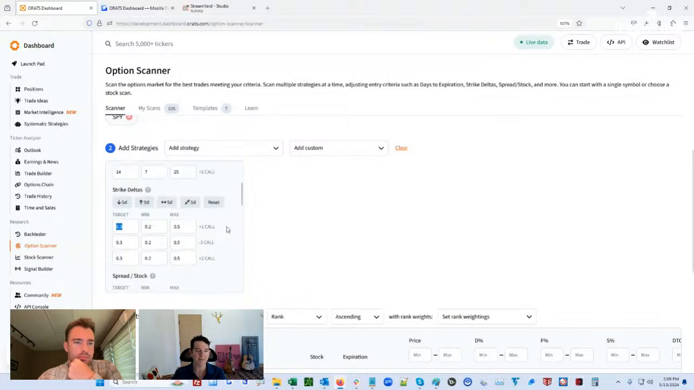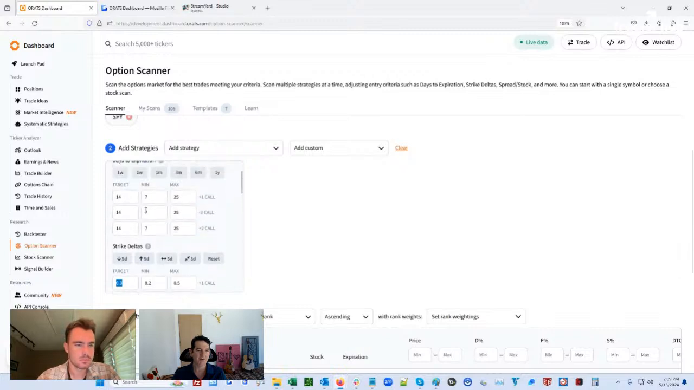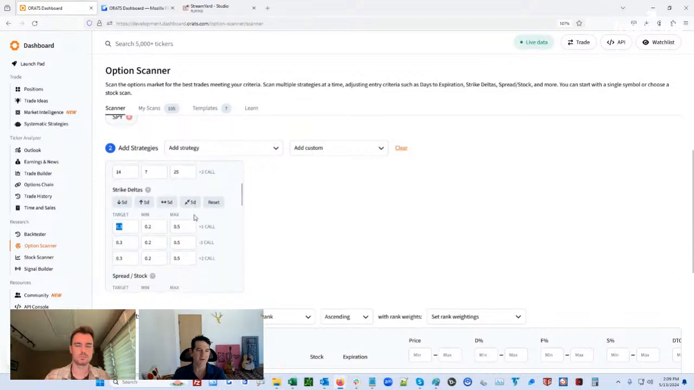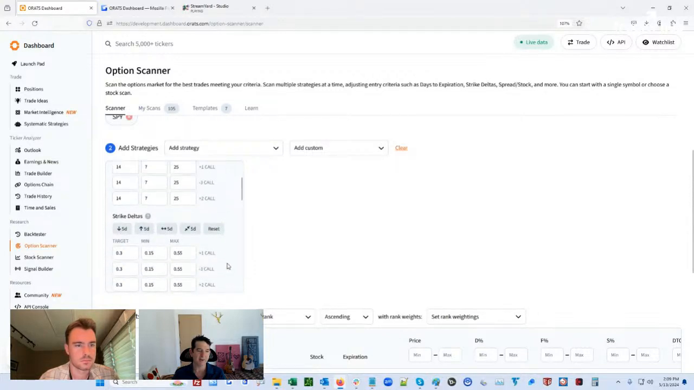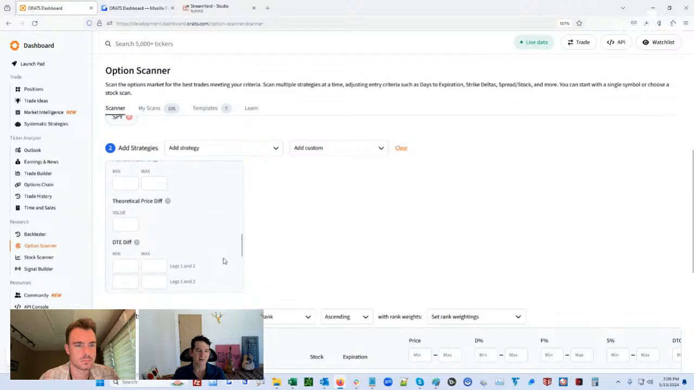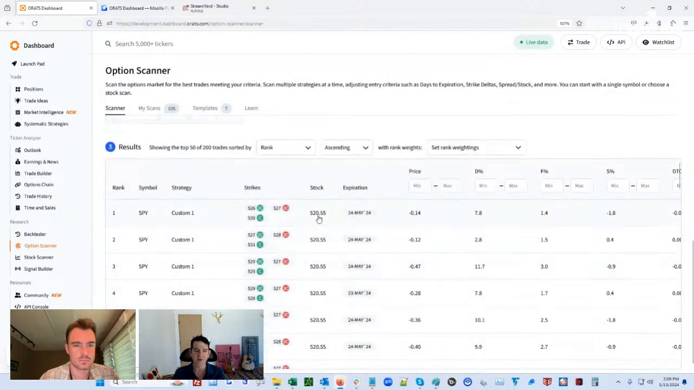And I'm just tabbing through, and then the deltas. So the middle one is going to be the more at the money. I was just a little bit lazy and just kind of made it all like that. But let's look and see how it looks, and then we'll start to adjust the legs.